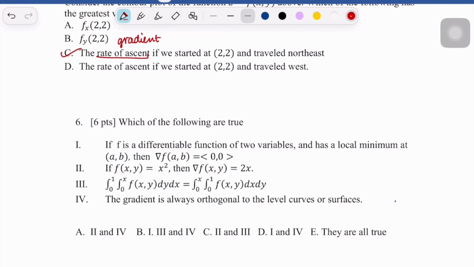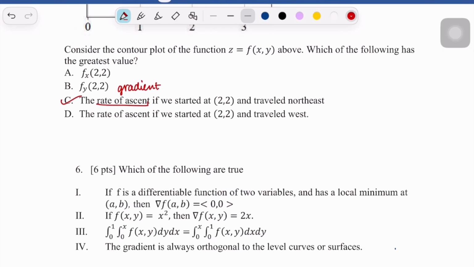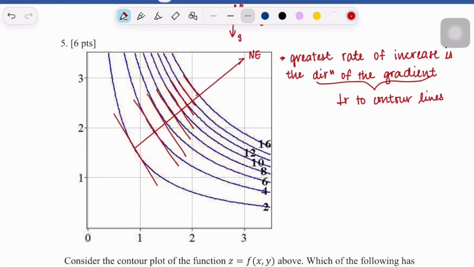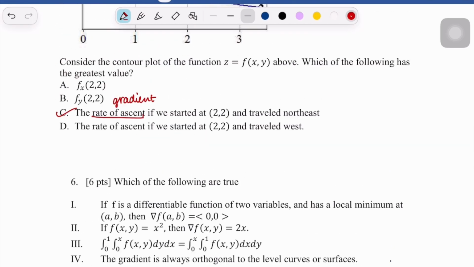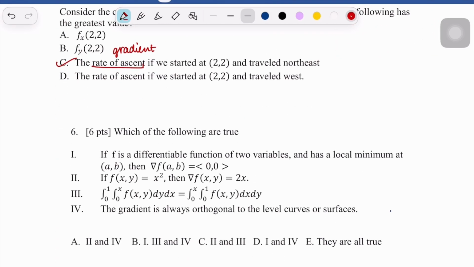Okay, and it wouldn't be D either because D says that it's traveling west, and west is on the opposite side. So yeah, this is how we got C.